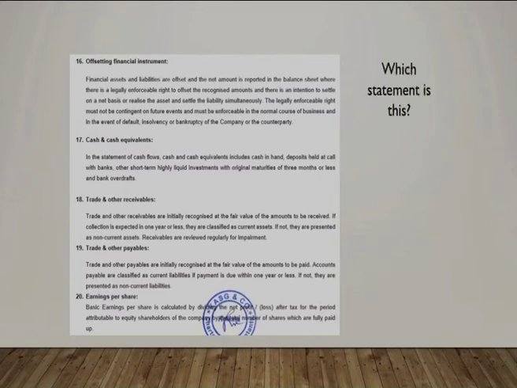Which statement is this? It talks about offsetting financial instruments, cash and cash equivalents, trade receivables, trade and other payables, and earnings per share, which are included in the financial statements and then disclosed somewhere else in the form of notes. This is called notes to the statements. Correct.